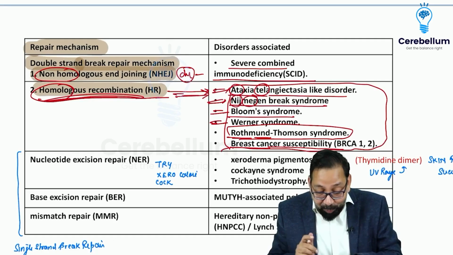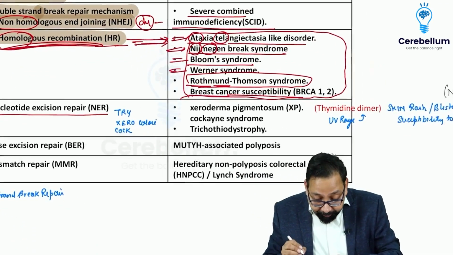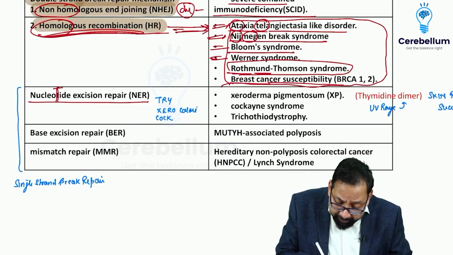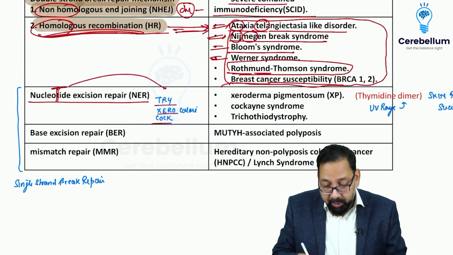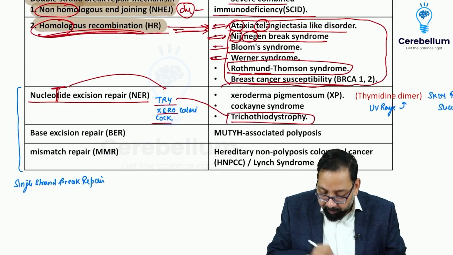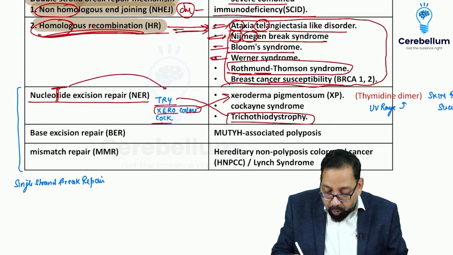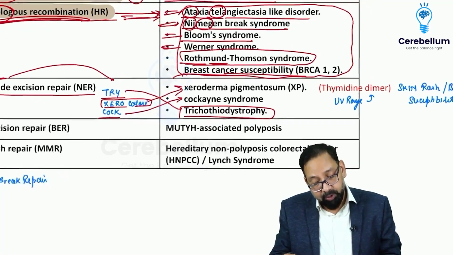Mnemonic. Now, nucleotide excision repair. In this, defects mnemonic first of all. Nucleotide, T4 tide, T4 tri, 0 calorie coke. Tri for trichothiodystrophy, 0 calorie xeroderma pigmentosa, coke Cockayne syndrome. Questions are asked on xeroderma pigmentosa more frequently.